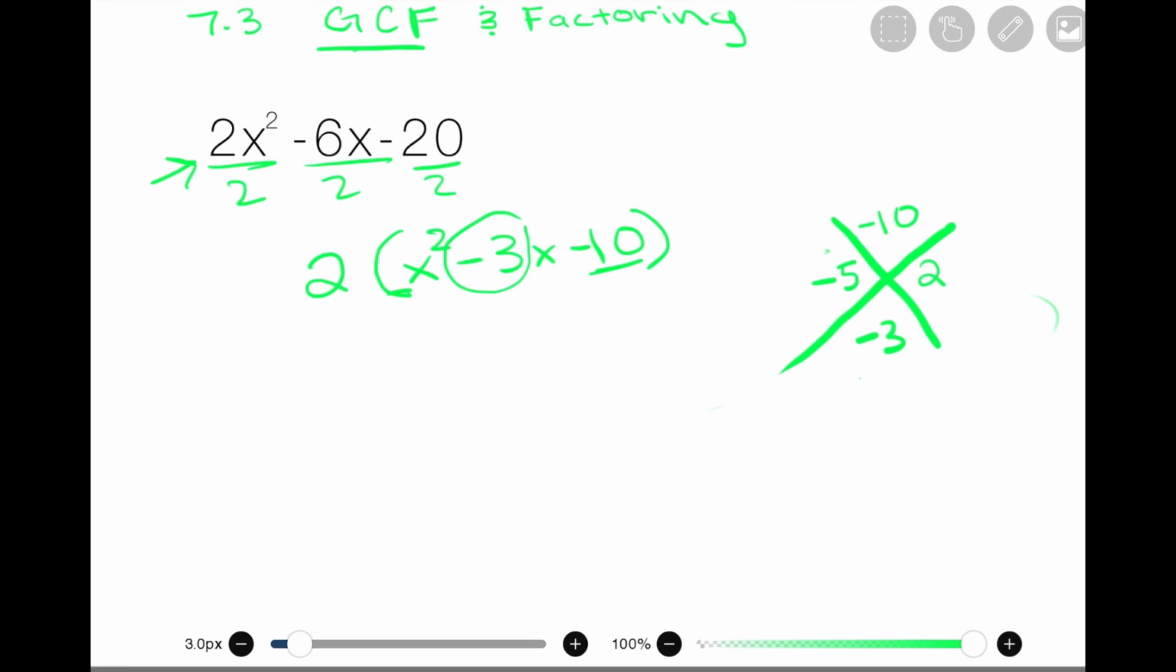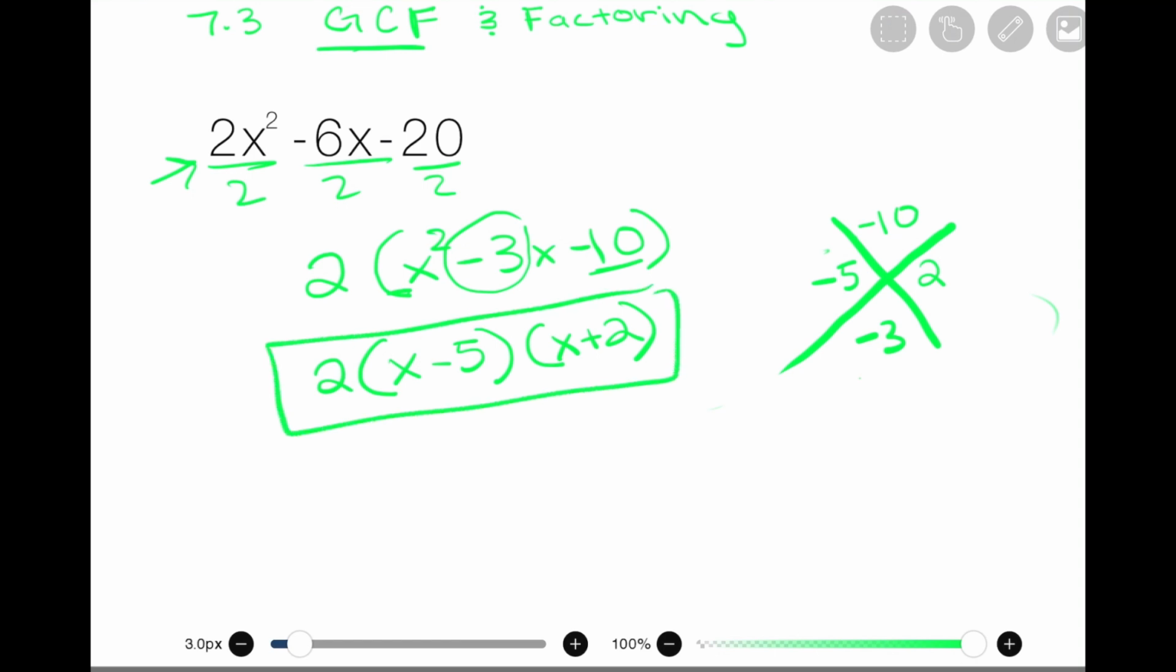And so now it's really simple to find our factors. These are the two factors of this quadratic. So it's going to be 2, and then parentheses, x minus 5 because it's negative 5, and for the second parentheses, x plus 2. And this is our factoring of the quadratic, and that's it.